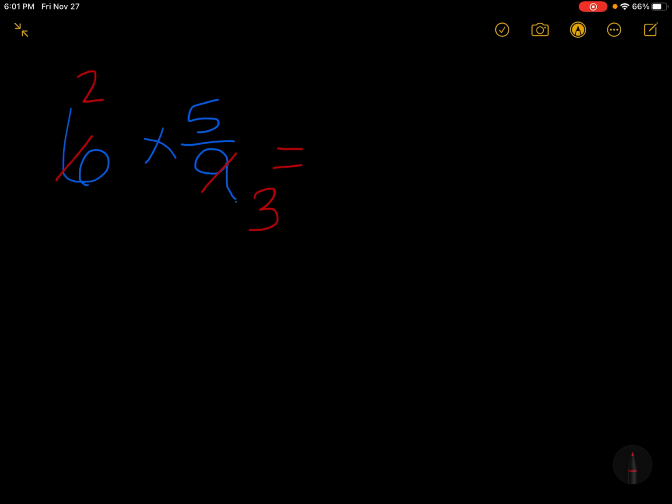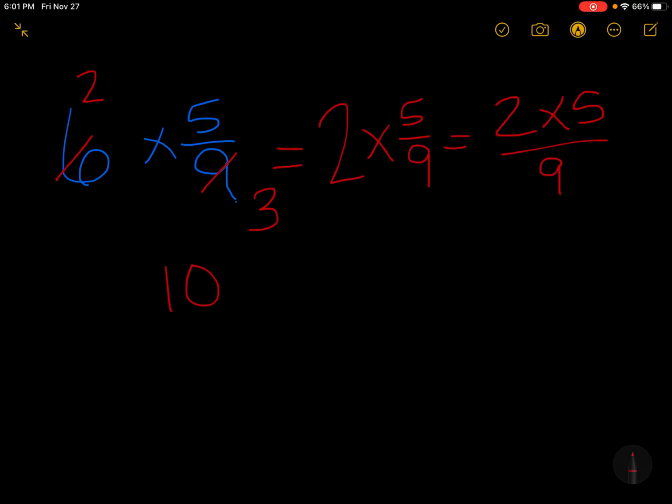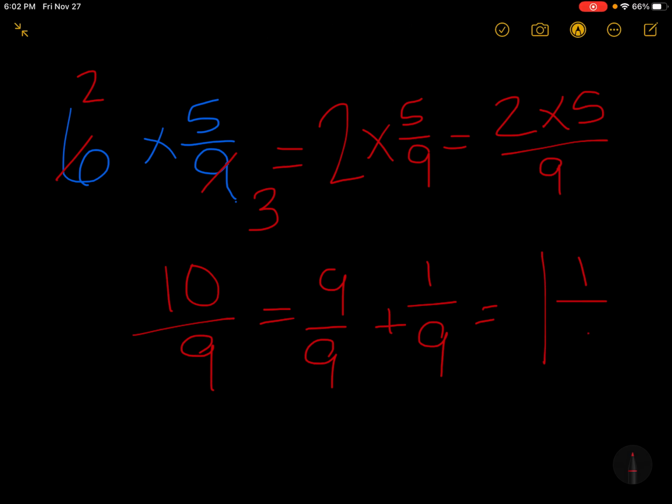So if I rewrote my problem, it would be 2 times 5 over 9, which we can rewrite as 2 times 5, all as the numerator, over 9. We can multiply that. 2 times 5 is 10. We keep our denominator as 9, and I can rewrite that, remember, as a number bond of 9 over 9, or an addition problem in this instance, and 1 over 9. 9 over 9 is the same as 1, and we keep our fractional piece of 1 and 1/9.